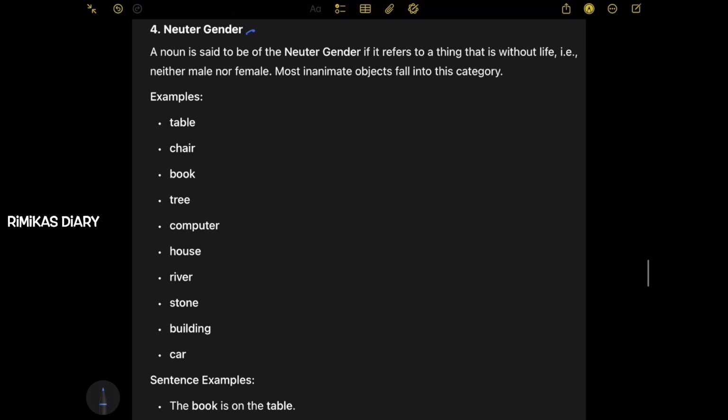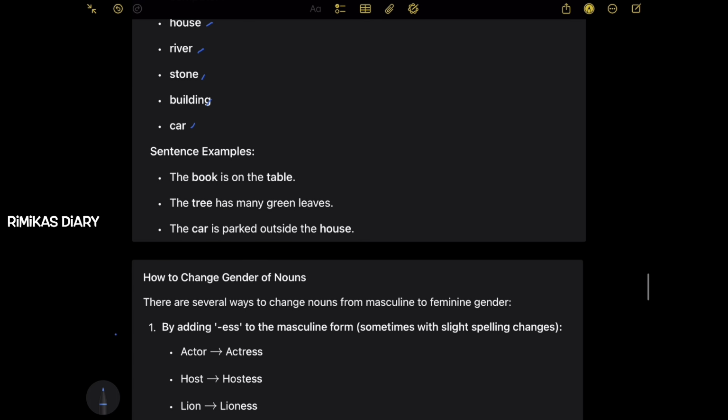So examples: table, chair, book, tree, computer, house, river, stone, building, car. So sentence examples: the book is on the table. The tree has many green leaves. The car is parked outside the house.